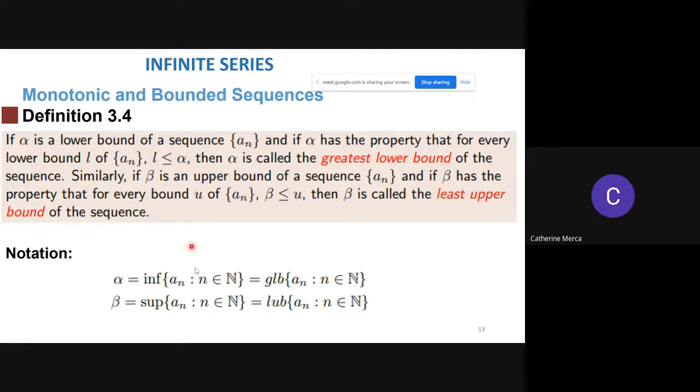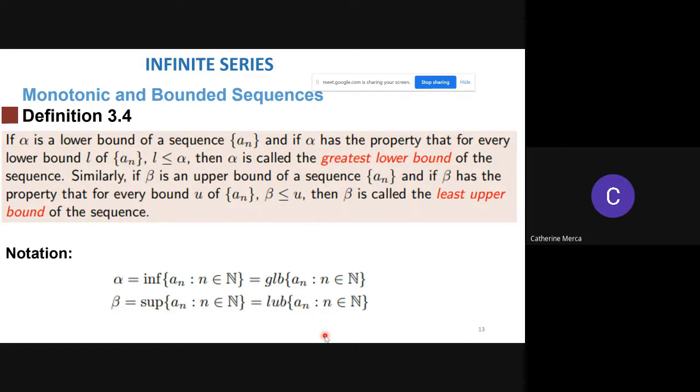So, ang lisod mag-recall aning sup. So, pag sup gani, LUB na siya, na U. So, ang isa, muna siya ang infimum. Ang sa infimum, kay muna ang sa GLB or the greatest lower bound.